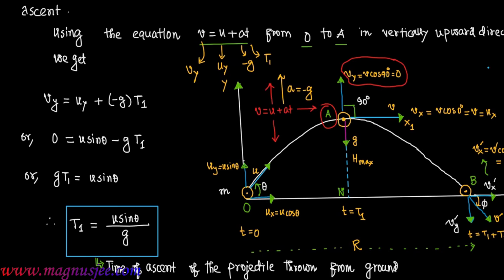Therefore T1 is the time of ascent, the time taken by the projectile to move from the point O to A, that is, from the point of projection to the highest point A, which is known as the time of ascent.